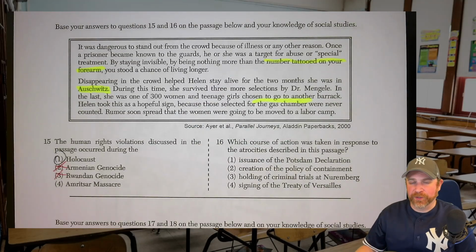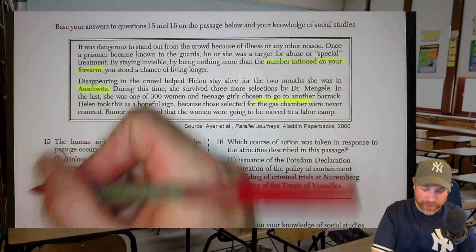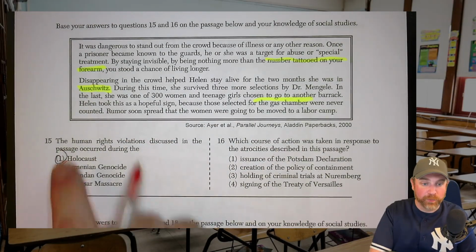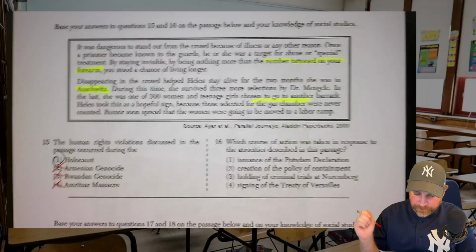The Amritsar massacre took place in India just after World War I, when the British shot and killed a few protesters in India that were looking for more freedoms and rights, okay? Because remember, the British controlled India during that time period, during World War I, okay? So that has nothing to do with, again, Auschwitz or concentration camps. So choice 1, the Holocaust, is the best answer.